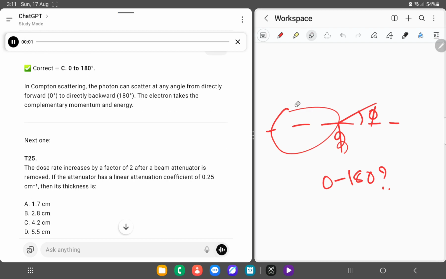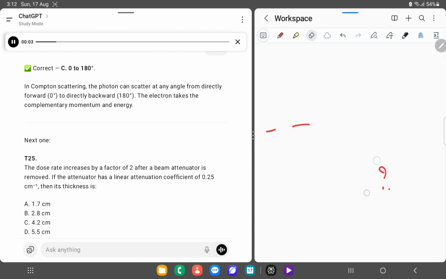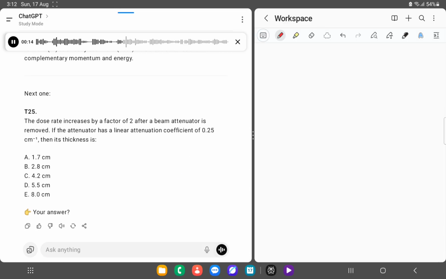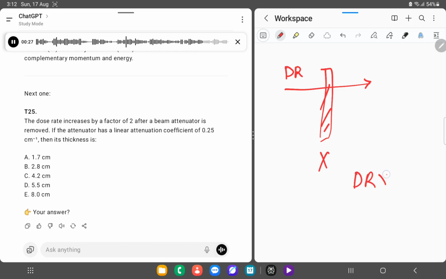Correct, C, 0 to 180 degrees. In Compton scattering, the photon can scatter at any angle from directly forward, 0 degrees, to directly backward, 180 degrees. The electron takes the complementary momentum and energy. T25. The dose rate increases by a factor of 2 after a beam attenuator is removed. If the attenuator has a linear attenuation coefficient of 0.25 per centimeter, then its thickness is A, 1.7 centimeters, B, 2.8 centimeters, C, 4.2 centimeters, D, 5.5 centimeters, E, 8. Your answer?